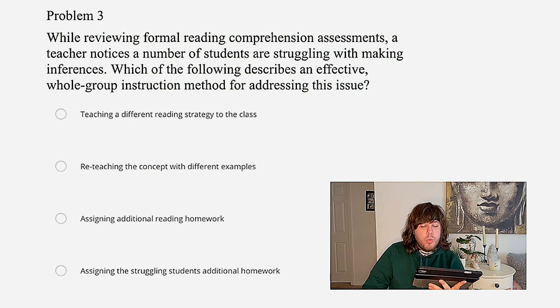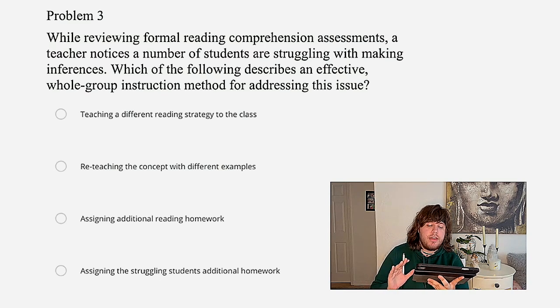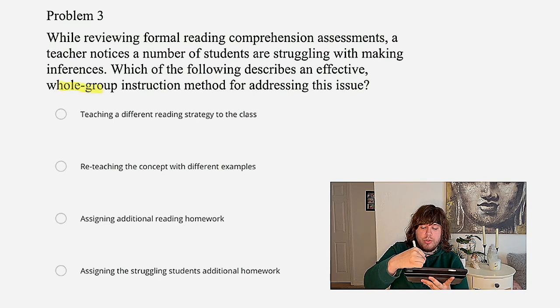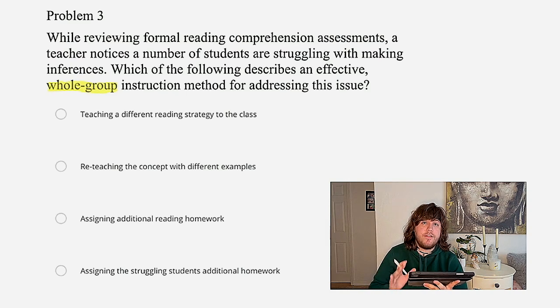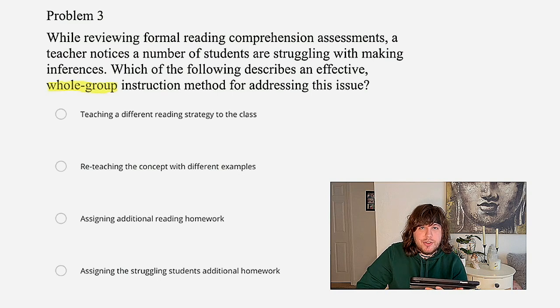Problem 3 says, while reviewing formal reading comprehension assessments, a teacher notices a number of students are struggling with making inferences. Which of the following describes an effective whole group instruction method for addressing this issue? What stands out to me here is the phrase whole group. So we're not looking for an instruction method that only works on one student or a few students. We're looking for a method that you can use for your entire class, for the whole group. Let's look at our answer choices. A says, by teaching a different reading strategy to the class.